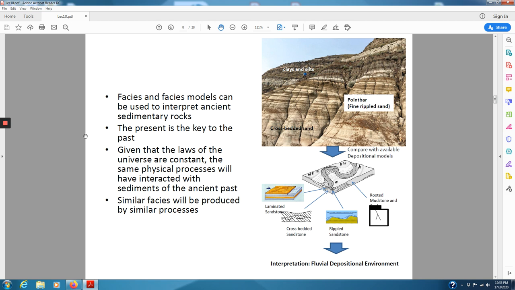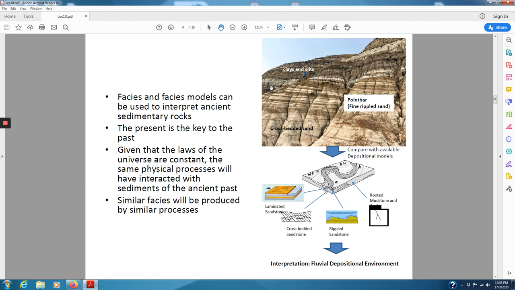Crossbeds form in rivers today. If you go to ancient rocks and you find crossbeds in ancient rocks, you can make the same kind of interpretation, that they were formed by a unidirectional current. Right? Similar facies will be produced by similar processes. So it's basically you're just working the other way around.